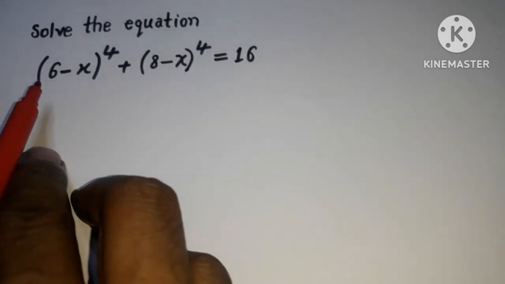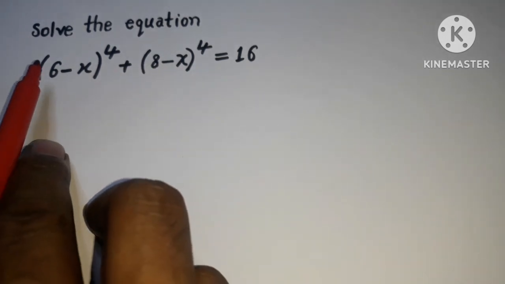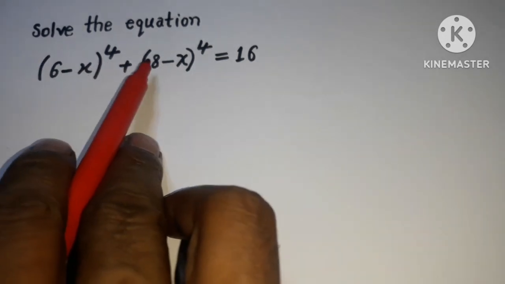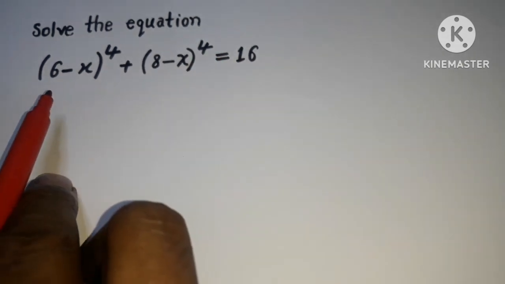Today we have this question on your screen. We have to find the value for x. The question is (6 − x)^4 + (8 − x)^4 = 16. How can we solve this question?